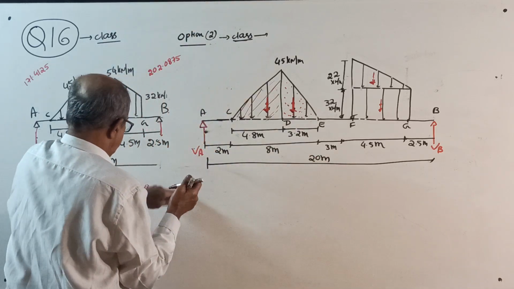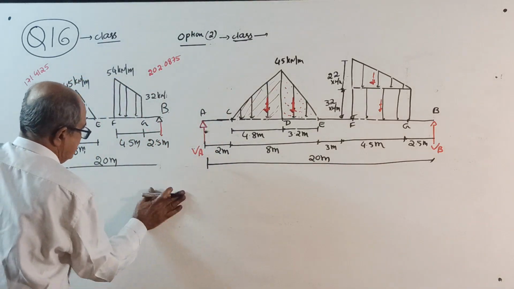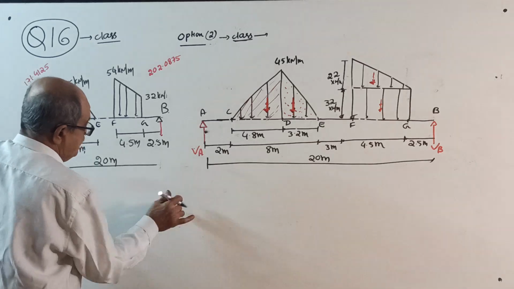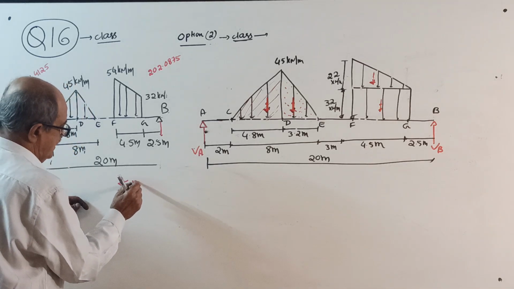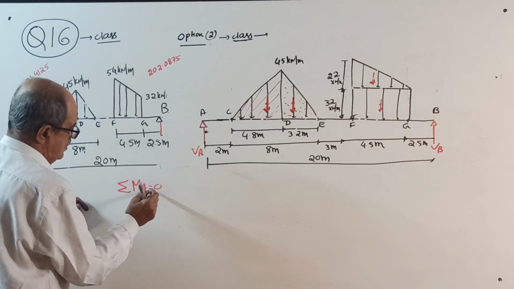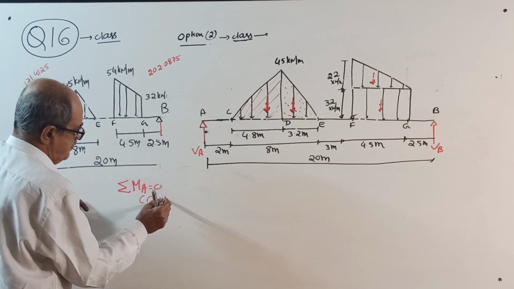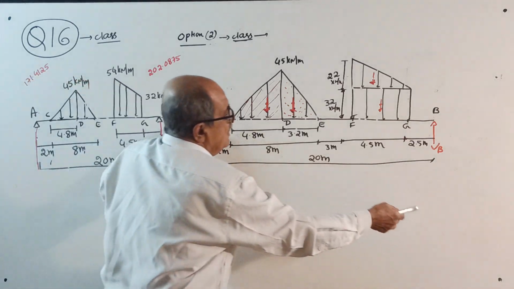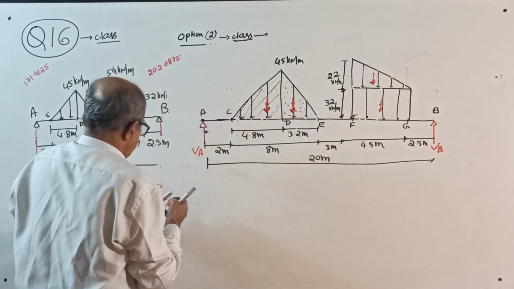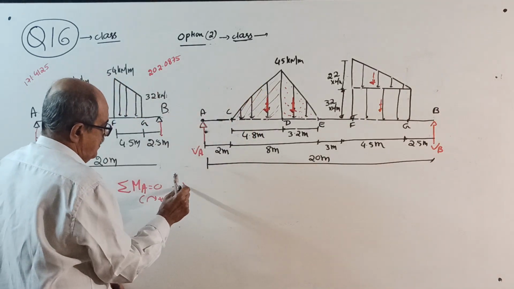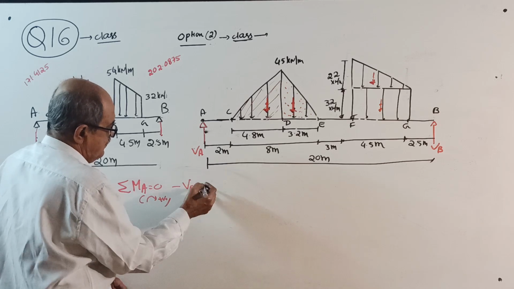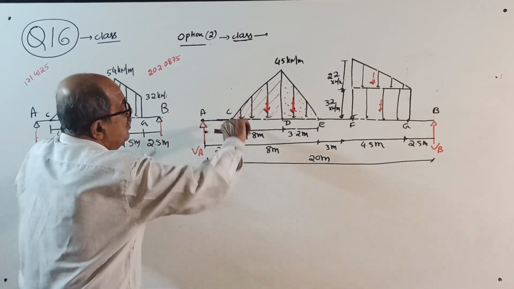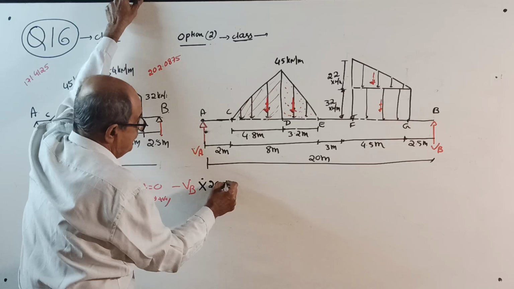Okay. I'll start from here. This space I'll use. Sigma M about A equal to 0. Take clockwise positive. Start. Moment about A, finger should be at A, VB into 20. So, anti-clockwise, minus VB. See, I am still putting that dot into 20. This shows moment into. Now, all are clockwise, so plus.